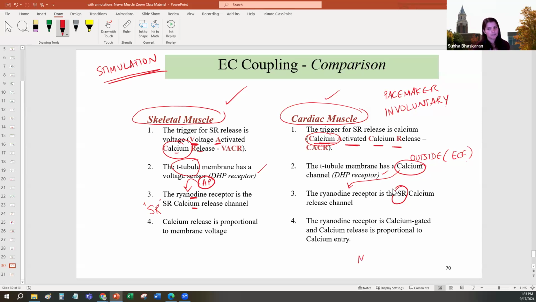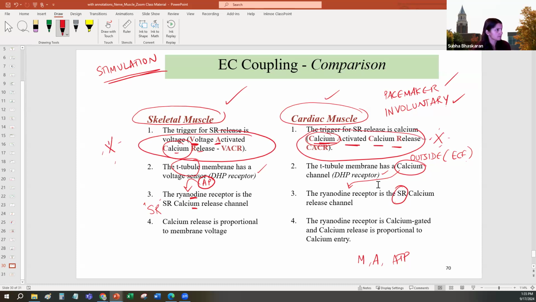But other than that, myosin, actin, ATP, everything is the same. How beautiful, right? Except for these changes that I told you. Pacemaker, involuntary, calcium. Can you remember these basic differences? Okay, all right. Obviously, cardiac muscle is going to be on the heart. That's another difference, okay? All right.